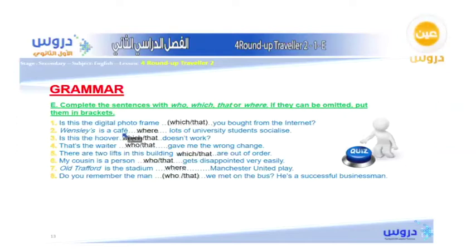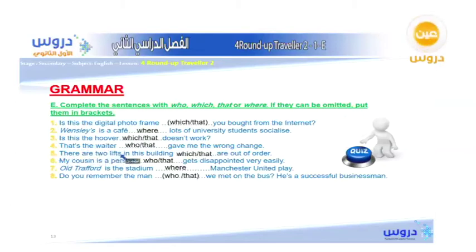Number 2. This place is a cafe where lots of university students socialize. Number 3. Is this the Hoover which or that doesn't work? So we also use which or that. Both are correct. Number 4. That's the waiter who or that gave me the wrong change.